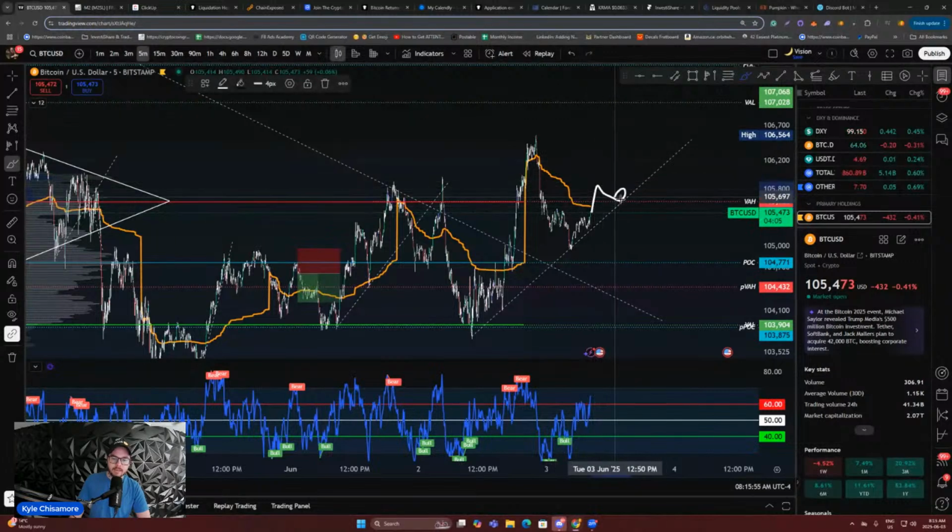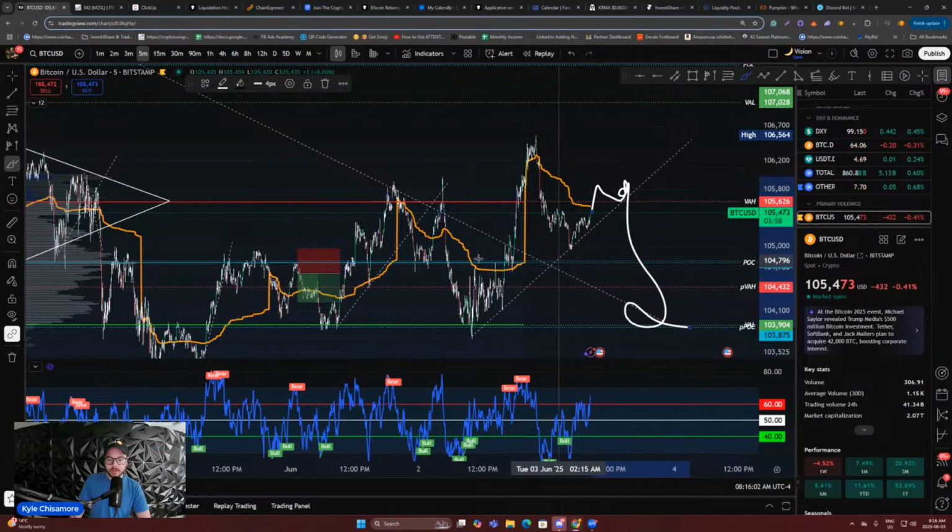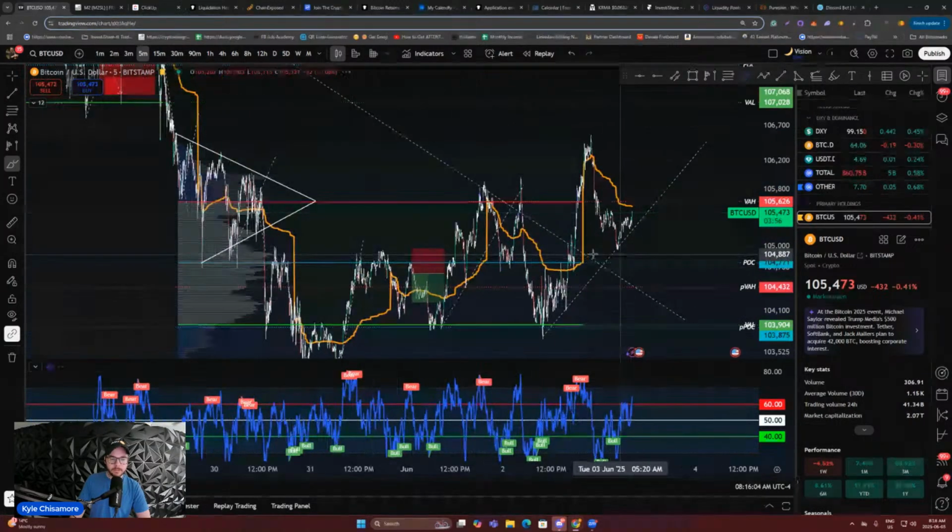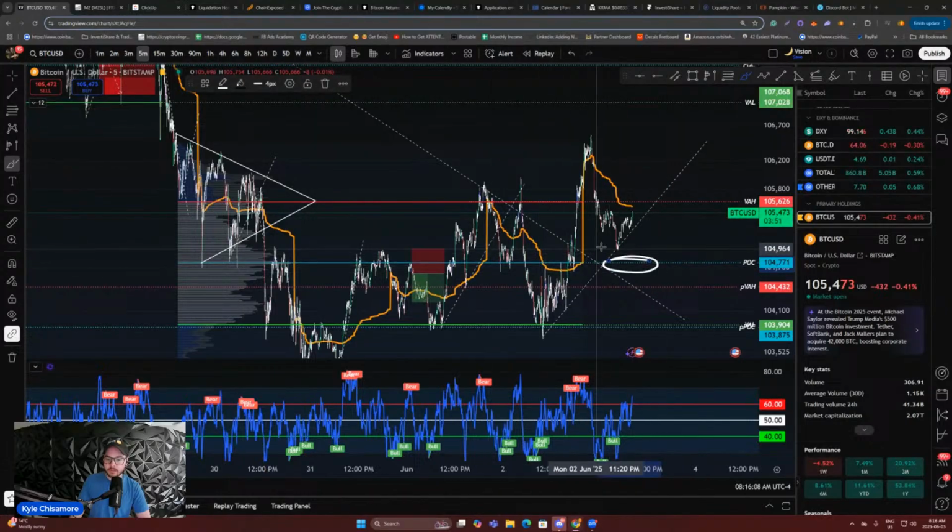So if I get that, then I'll be jumping in for a short for sure, and I'll be targeting the value area low at 103,900 while being mindful of the POC along the way down. This point of control is actually relatively strong. We just bounced off the volume shelf that's just prior to it. So we've got to watch that along the way down.